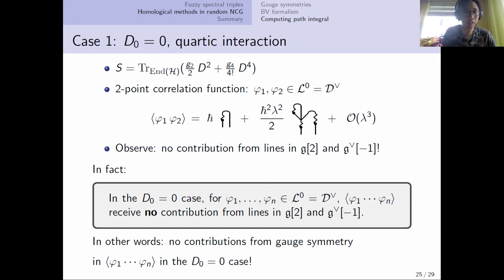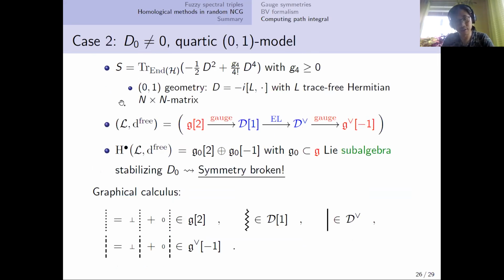But then one also asks, what happens if we take the non-zero case in the quartic (0,1) model? We chose to work only with this quartic (0,1) model because it's the easiest one, and it already gives us some insight into what happens. Recall that the (0,1) geometry had Dirac operators of the following form, minus i times commutators of L, where L is a trace-free anti-Hermitian N times N matrix.